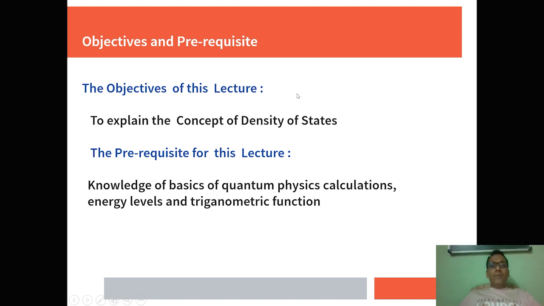So, the objectives and the prerequisites. The objective of this lecture is to explain the concept of density of states in detail. The prerequisite to understand this lecture properly is that I expect the students to have knowledge of the basics of quantum physics calculation, energy levels, Fermi levels, and use of trigonometric functions.